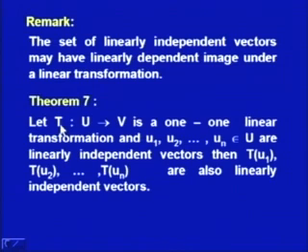Now, this is a theorem which says that if we have a linear transformation T from U into V, and if it is a 1-1 linear transformation, then if the vectors u1, u2, un belonging to U are linearly independent vectors, then their images Tu1, Tu2, Tun are also linearly independent vectors. So, basically this theorem provides a condition under which linearly independent vectors will map to linearly independent vectors, and the result is that the transformation has to be 1-1. So, here is the proof.